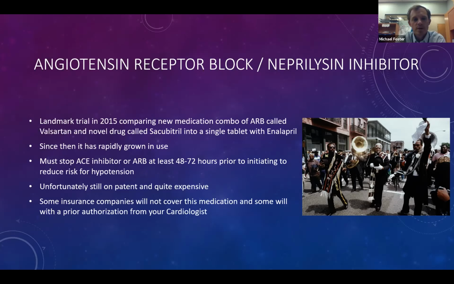When you are initiating this medicine, it is required to stop the ACE inhibitor or angiotensin receptor blocker at least 48 to 72 hours prior to starting the medicine. Unfortunately, this medicine is still quite expensive and on patent.